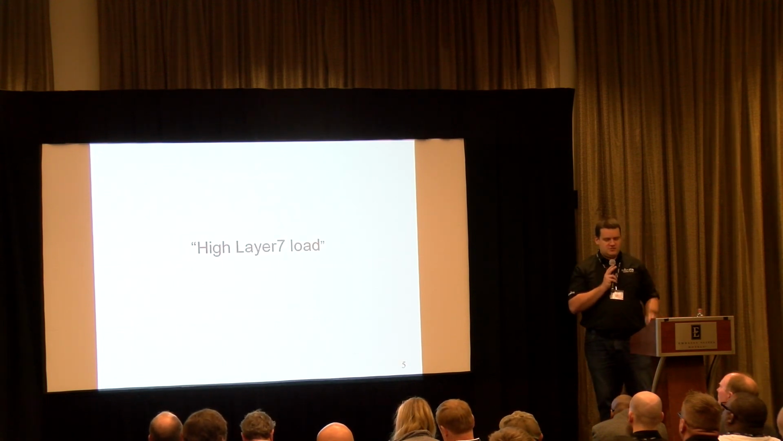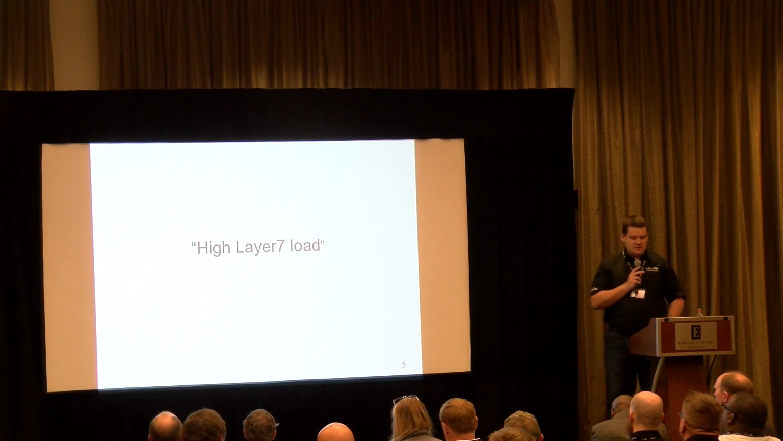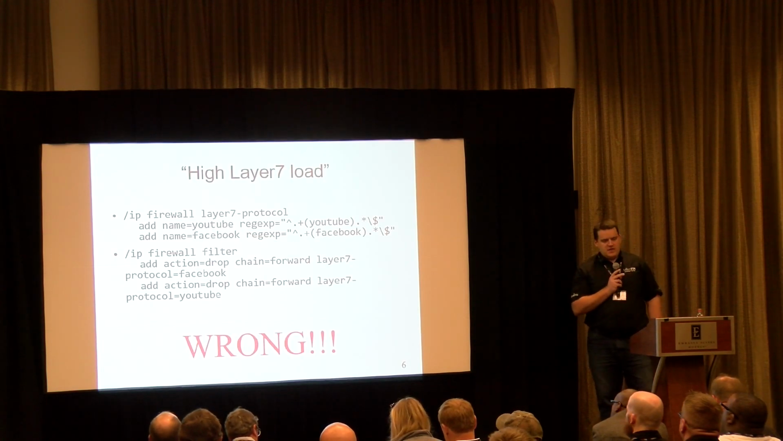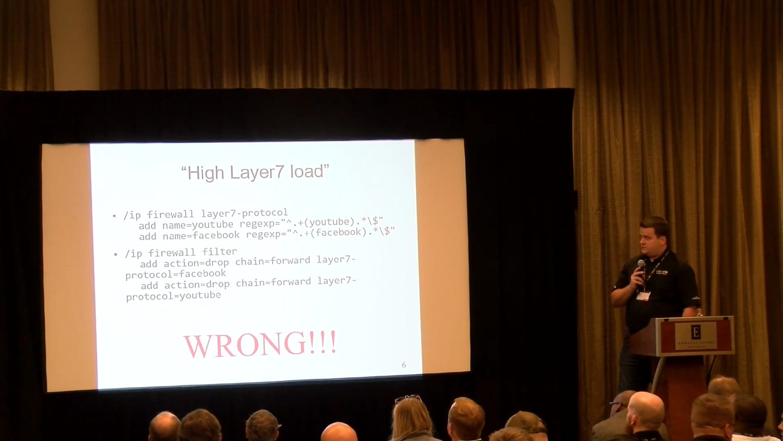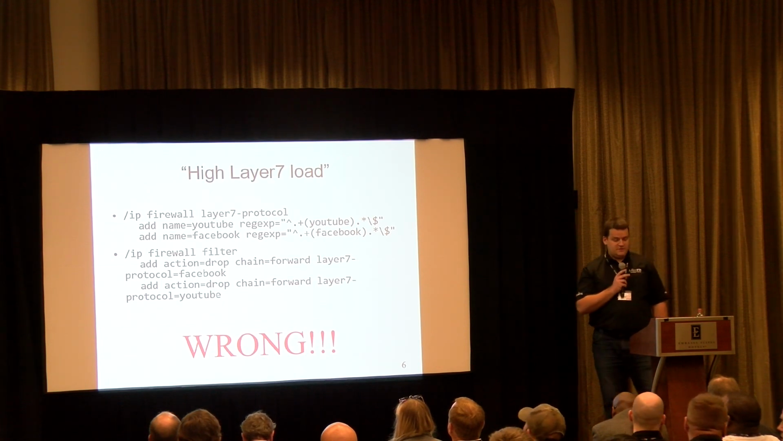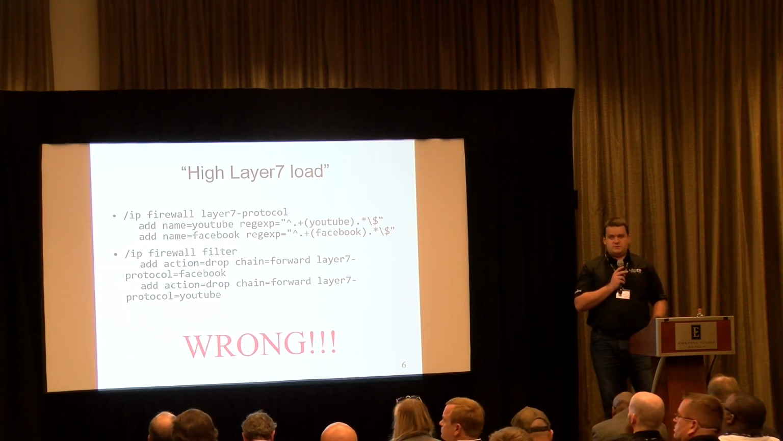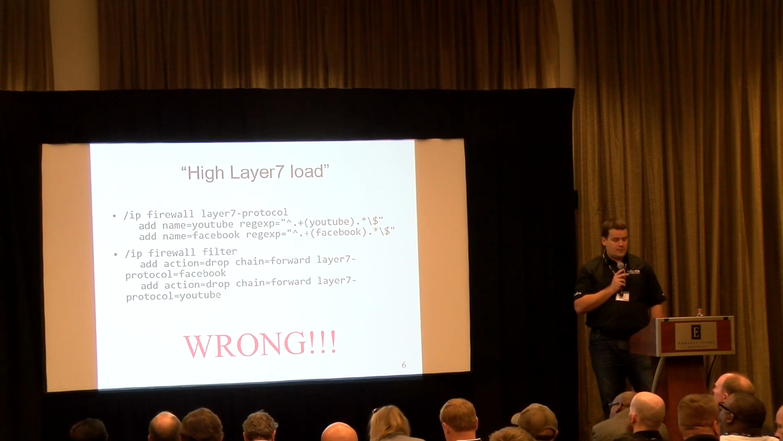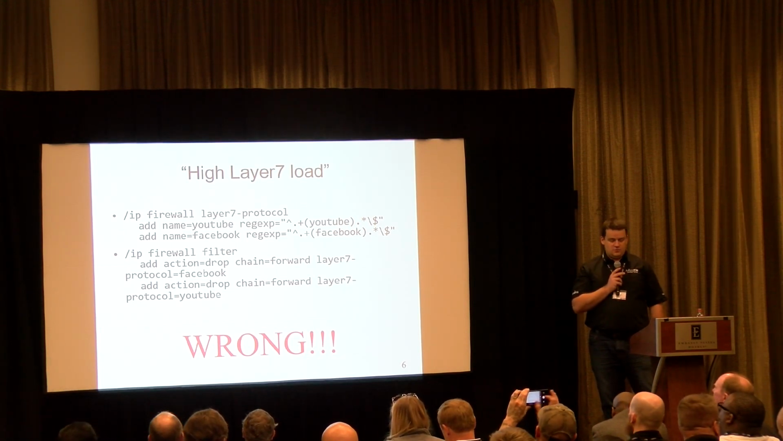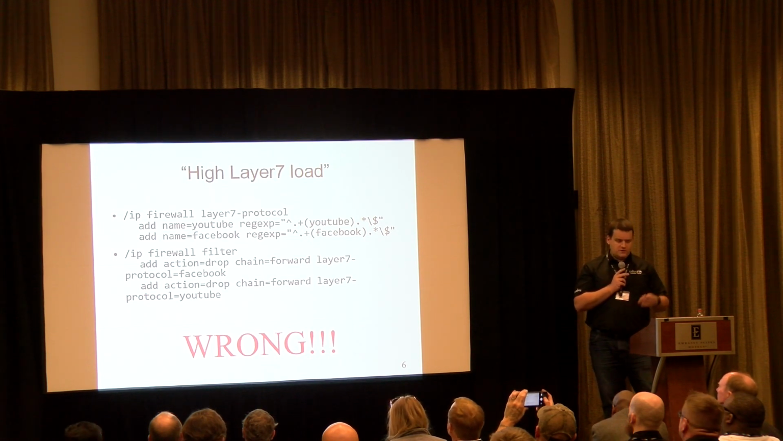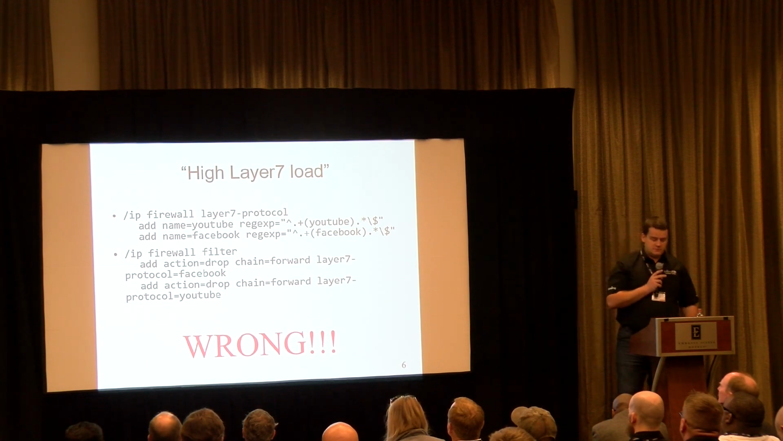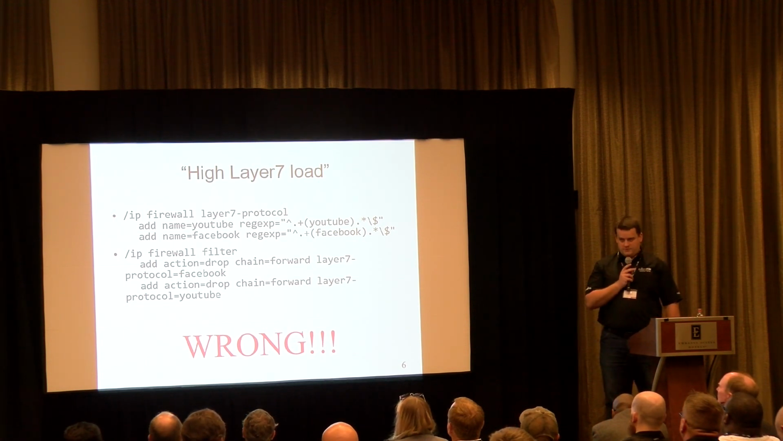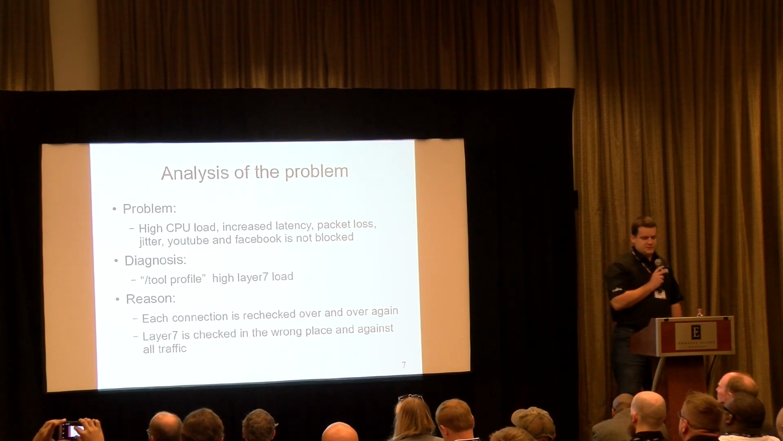So the short description of the problem: high layer 7 load. If we take one of the best examples that's sent to MikroTik support, you have 2 layer 7 protocol regexps that are just taken from the internet, and then you add just 2 rules in firewall filter forward that just drop all the packets with those layer 7 filters, and this configuration is wrong. So let's go deeper into analyzing this.